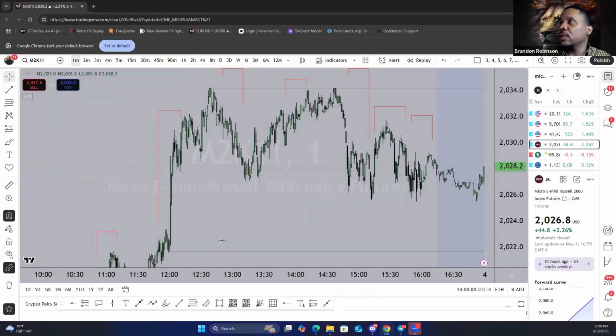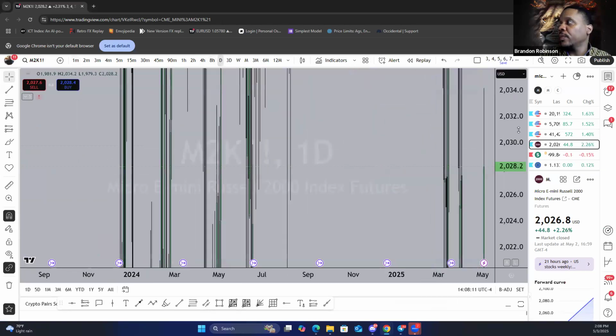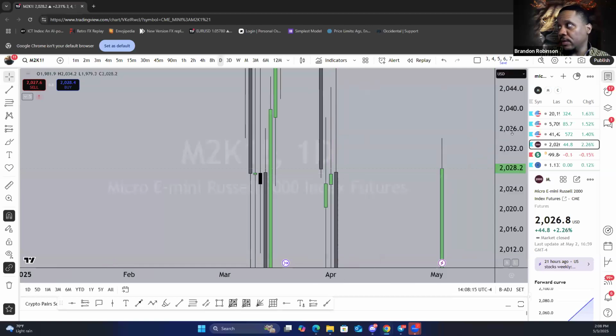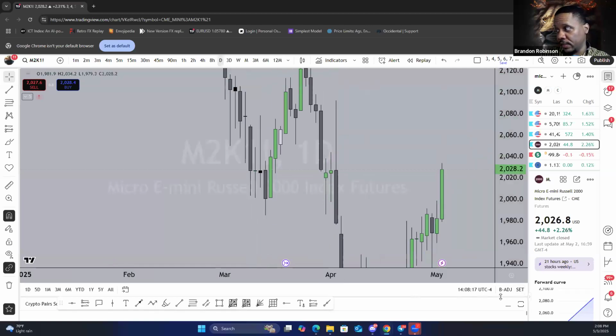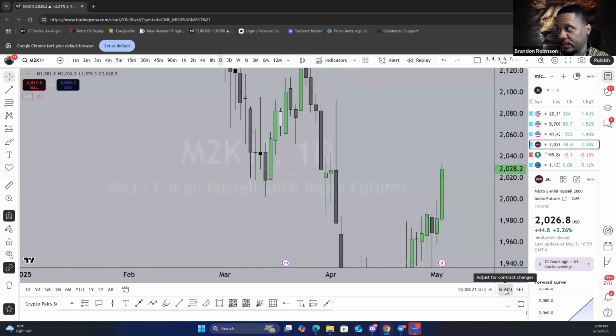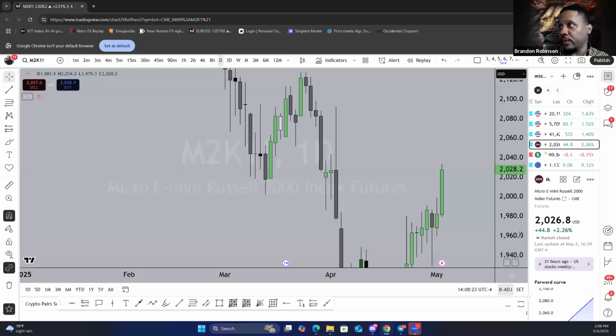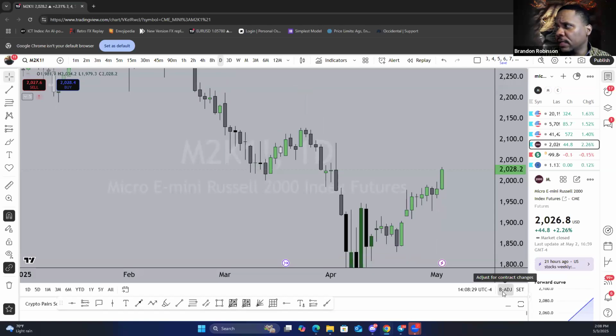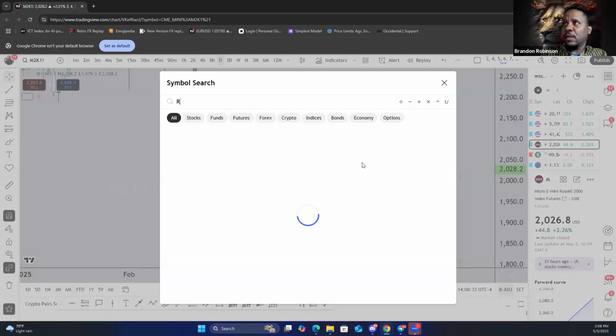All right, so this is the Russell, the Russell Mini. And you see how you can see all of these gaps on here. But if you click this on, it tries to hide those rollovers, the contract rollover. So your gaps will still be on there, they'll be in a different spot. Actually, this one is not. Let me look at the main one, RTY.